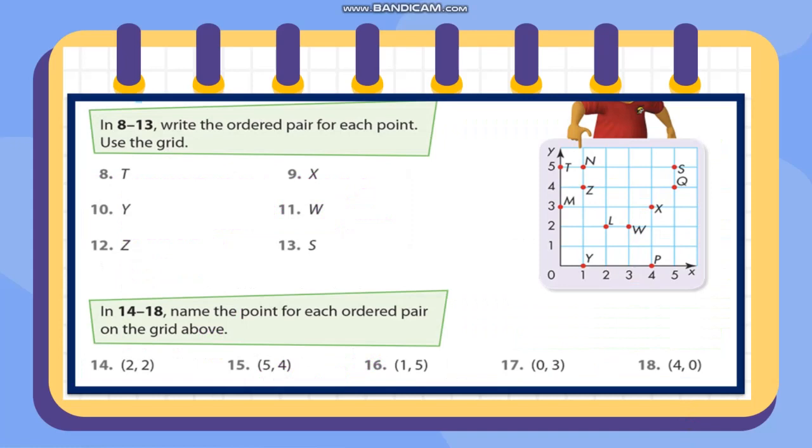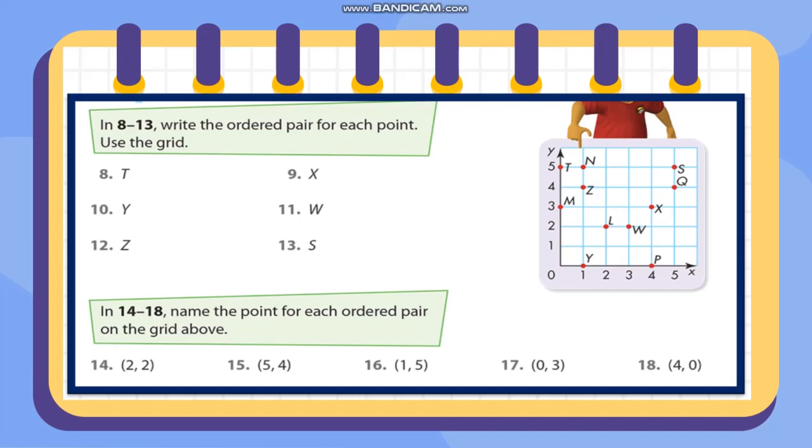Next, write the ordered pair for each point using the grid. If you want to pause the video, pause. Then we're going to find the answer later. Okay, so I think you are ready.